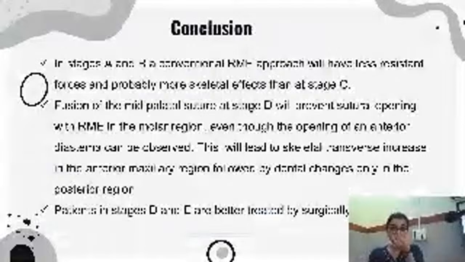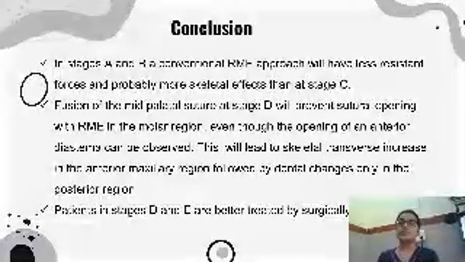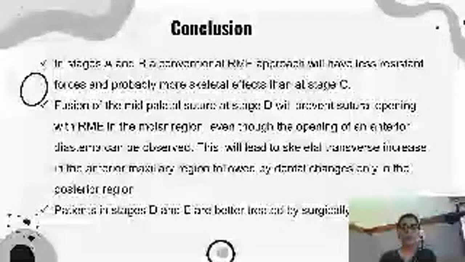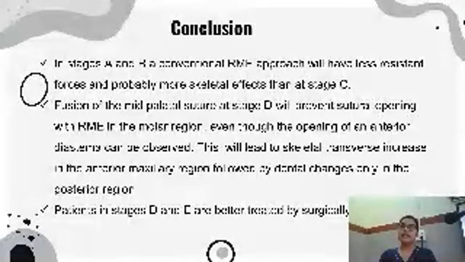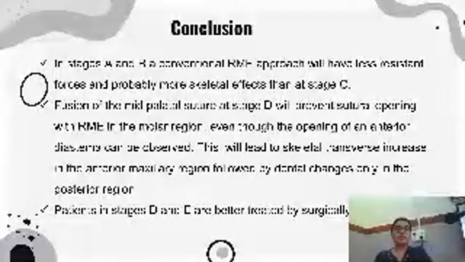From this article, they concluded that in stages A and B, a conventional RME approach will have less resistant forces and probably more skeletal effects than at stage C. And the fusion of the mid-palatine suture at stage D will prevent the sutural opening with RME in the molar region, even though the opening of the anterior diastema can be observed. This will lead to skeletal transverse increase in the anterior maxillary region, followed by dental changes only in the posterior region. And patients in stages D and E are better treated by surgically assisted RME.